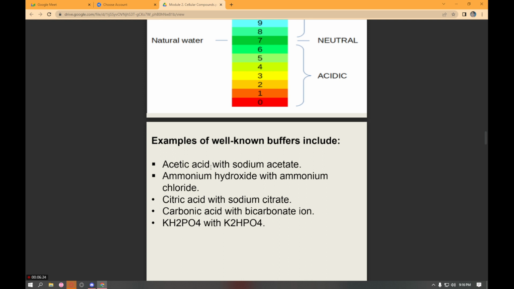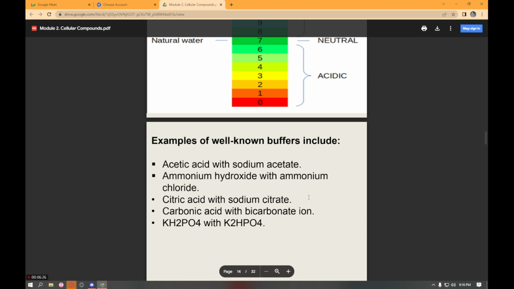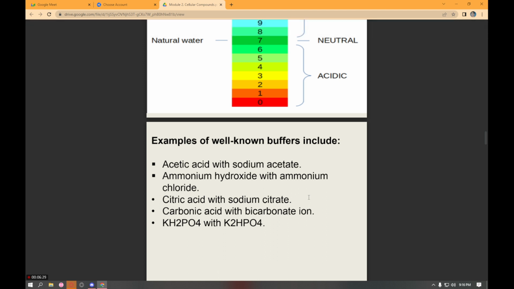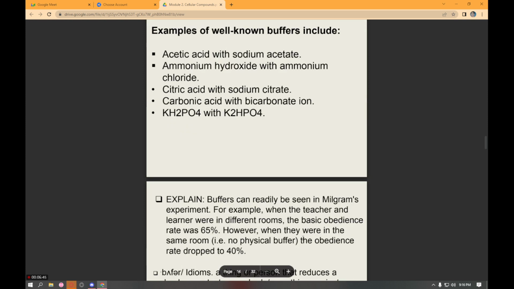So dapat in the case of antacid, 'di ba? Pag merong kayong hyperacidity class, ano ba tinitake nyo? Crimal S. Your Crimal S is an antacid, which means that it is a buffer that neutralizes the acidity in your stomach, which is nagle-lessen ng hyperacidity. So how about if we apply this in psychology?